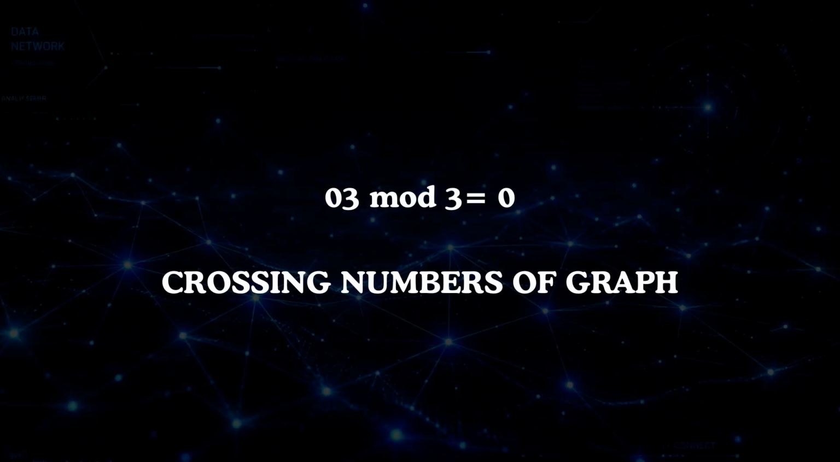Based on the assignment instructions, the topic is determined using the formula x equals the last two digits of the student ID modulo 3. In my case, the last two digits of my student ID are 03, therefore 03 mod 3 equals 0. Because the result is 0, the topic assigned to me is crossing numbers of graph. In this presentation, I will explain the definition of crossing numbers.